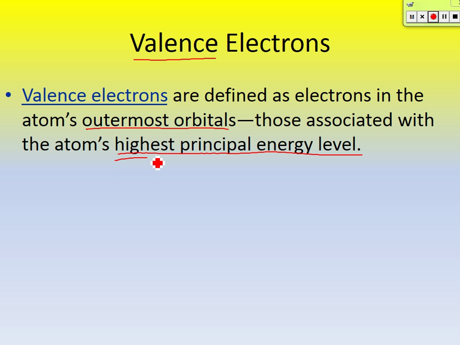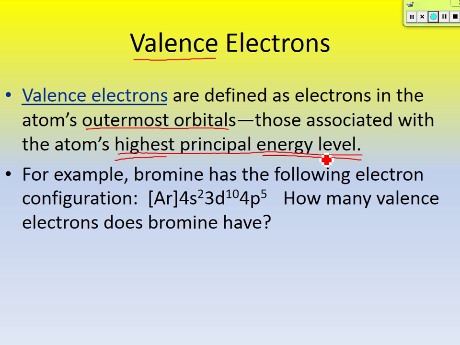So this is what I kind of like to define as valence electrons. They're the electrons in the highest energy level. So we just find the highest energy level, count up all those electrons, and that's how you determine the number of valence electrons. Okay, for example, if you look at bromine, and we write its electron configuration, this is its electron configuration. We start with 4s2, 3d10, 4p5.